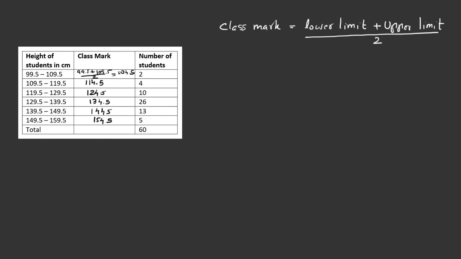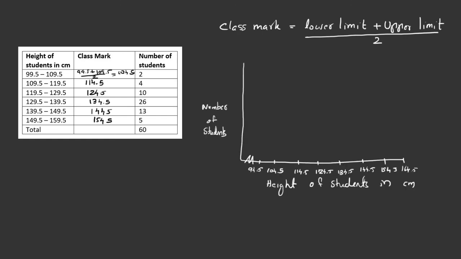Now we can draw the frequency polygon. Considering two classes with a 0 number of students in the beginning and at the end, finding the class mark for those classes also, we will get 94.5 and also 164.5 with a 0 number of students. Now joining the class marks and proportional to the number of students, first point is here, and for 104.5 the number of students is 2. For 114.5 the number of students is 4.